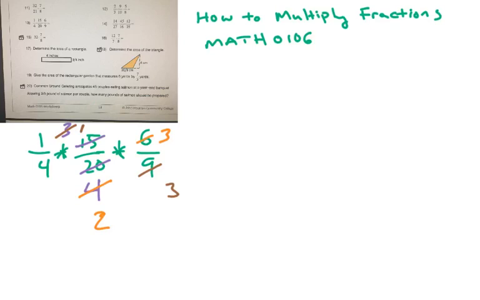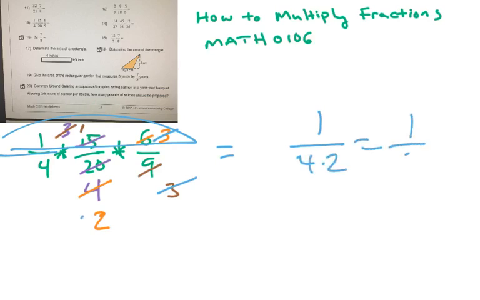And then lastly, we have the 3 here and the 3 here that divide out. So that leaves me with 1 on top, because all of these canceled out on the top. And on the bottom, I'm left with 4 times 2. So 4 times 2 gives me 1 over 8.